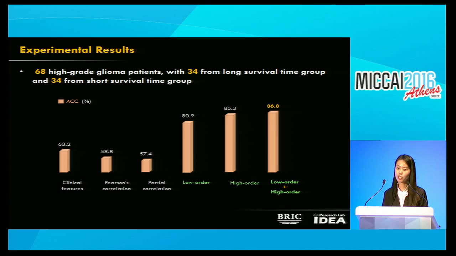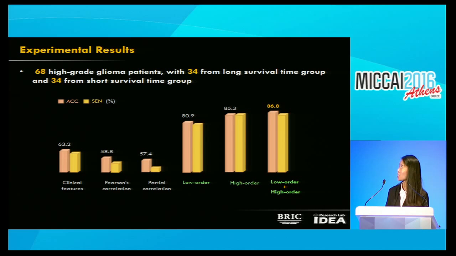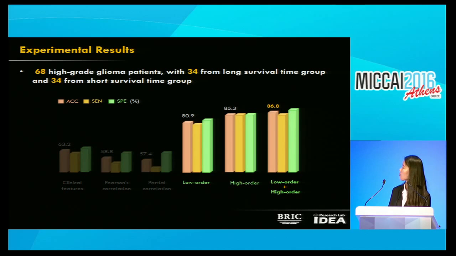All our methods achieve over 80% accuracy. With low order and high order methods, we can achieve 80.9% and 85.3% accuracy. When we combine them together, we can further improve the accuracy to 86.8%. All the methods achieve similar sensitivity and specificity. It is clear that our method outperforms the traditional methods.